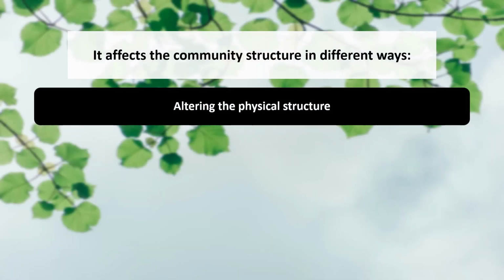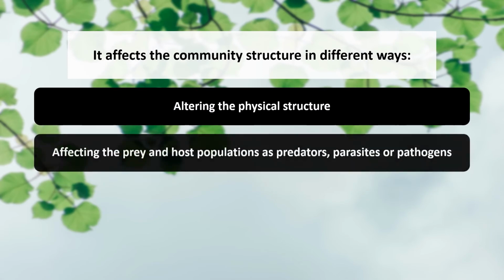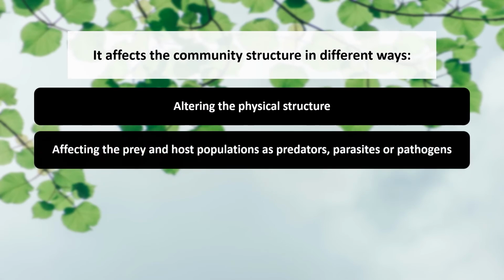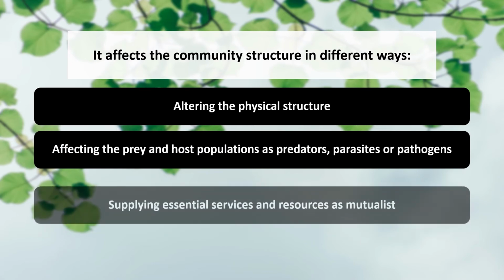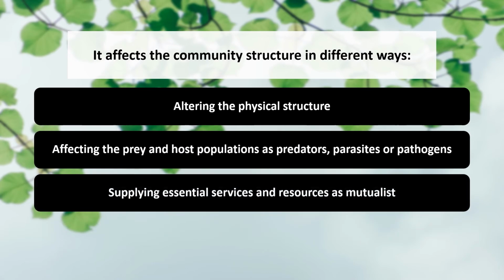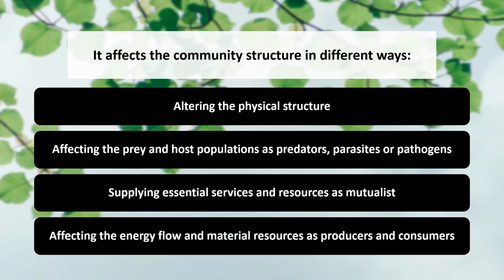How does it affect the community? It alters the physical structure. It affects the prey and the host population as predators, parasites, or pathogens, supplying essential services and resources as mutualists, and affecting the energy flow and material resources as producers and consumers. Now, what happens when you remove the predator in a community? We have the producers and the consumers, and the predators consume the lower trophic levels. So, what happens when you remove these predators?